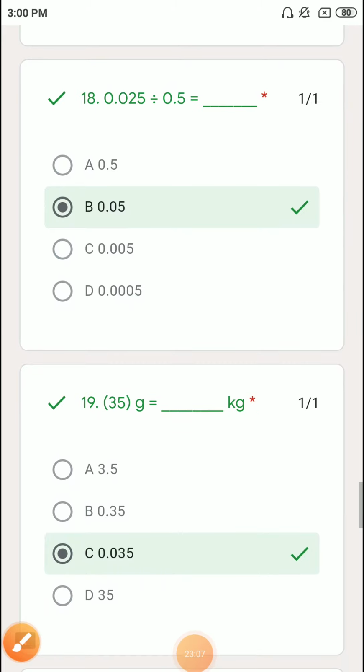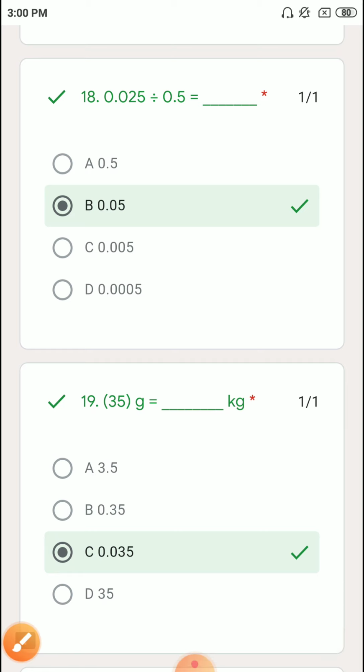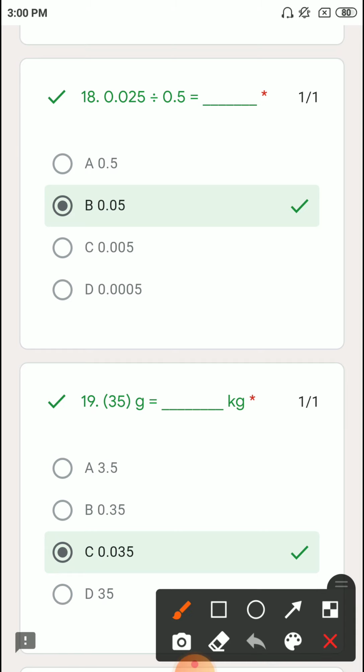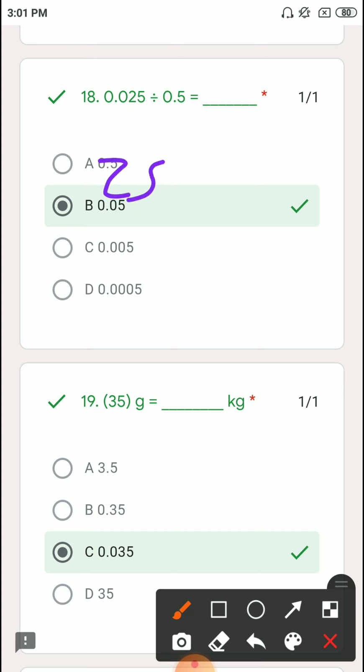After that, question number 18. 0.025 divided by 0.5. So first of all 0.025, remove the decimal point, so 0025, it means 25 only. If we remove the decimal point, then after the decimal point a total of 3 digits are there, so in the denominator we need to put 0s and 1, so 1000.